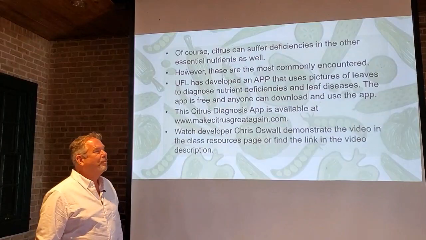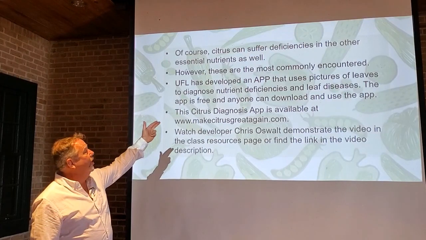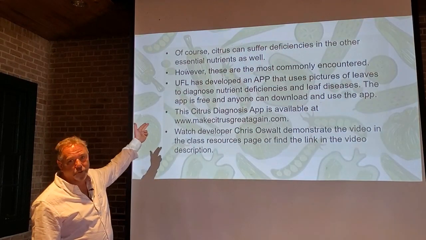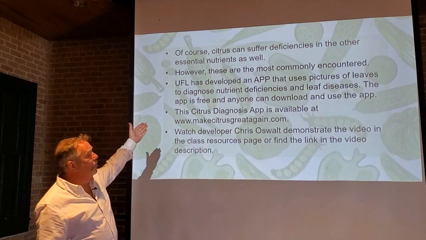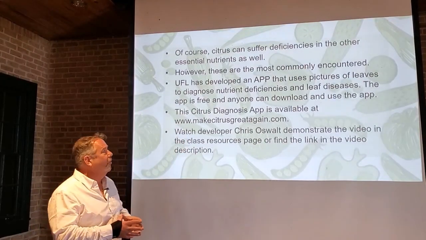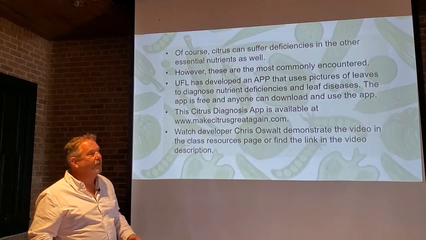Of course, citrus can suffer deficiencies in other essential nutrients as well, but the ones that we've talked about already are the ones that are most commonly encountered.